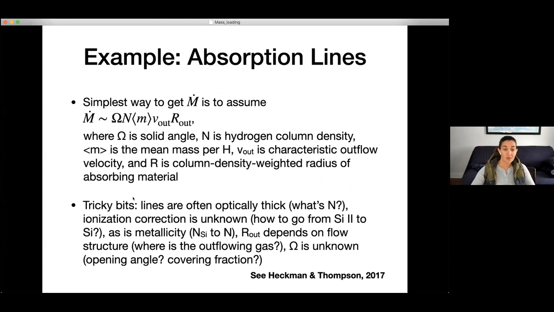Why is this tricky? Well, because we really don't know most of these things most of the time, right? These lines are often optically thick, so we're not sure what N is. The ionization correction might be unknown, so we don't know how to go from silicon 2 to silicon. We're not sure what the metallicity is, so we're not sure how to map silicon column density to hydrogen column density. The radius of the outflow depends on the flow structure. Where is the outflowing gas? You have to pick something. And the solid angle of the outflow is often unknown. There's some opening angle. There might be some covering fraction. Okay, so there's a lot of uncertainties that go into measuring these mass outflow rates.